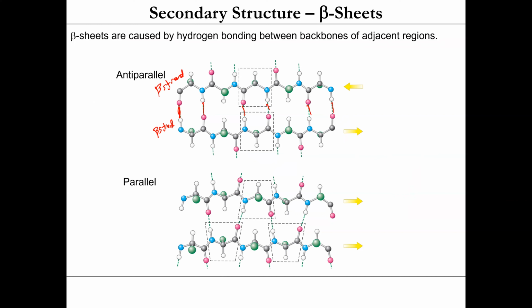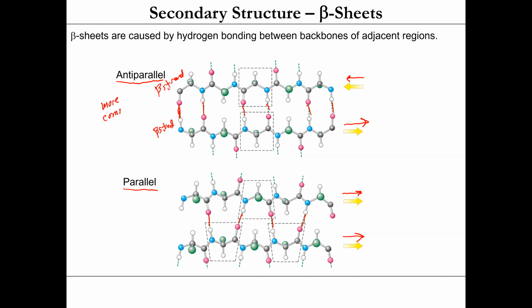And so beta sheets can be formed by beta strands that are either going in the same direction or the opposite direction from that amino to carboxy terminus. So this here on the top would be an anti-parallel beta sheet because the strands are going in opposite directions. And then down here would be a parallel beta sheet because the beta strands are going in the same direction. So again, similar to alpha helices, the anti-parallel beta sheets are a bit more common in proteins than the parallel.